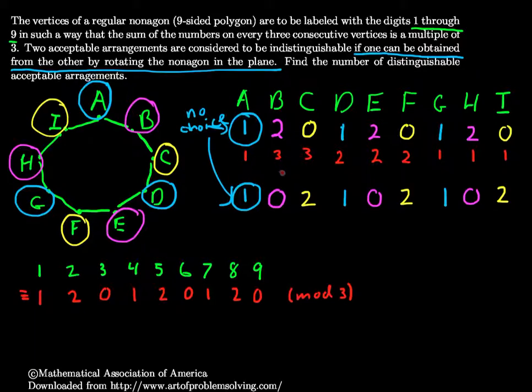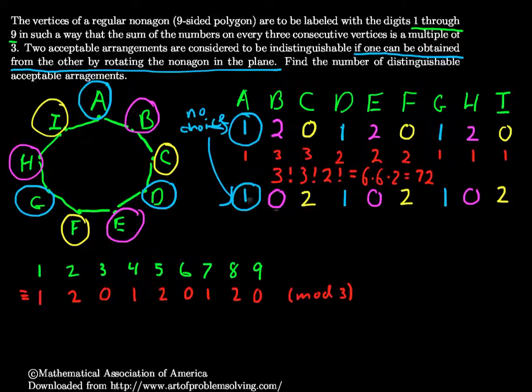3 factorial for the 2's, 3 factorial ways to arrange those, 3 factorial for the zeros, but only 2 factorial for the 1's, which is going to be 6 times 6 times 2, which is, of course, 72.